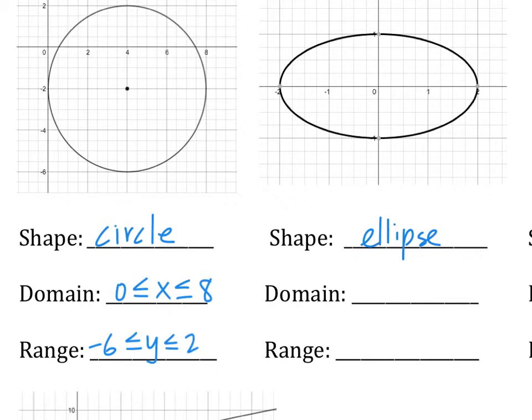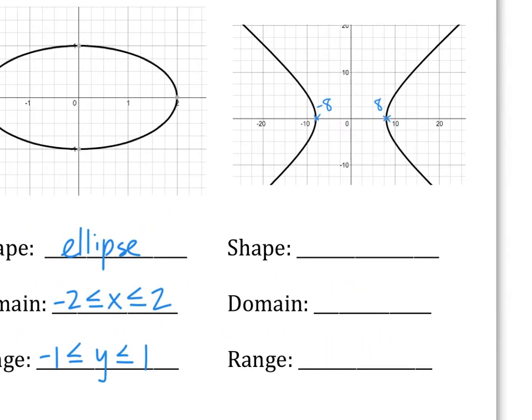Nathan, domain. So what x values will cover this whole ellipse? x is greater than or equal to -2. Uh-huh. And x is less than or equal to 2. Good. And then Evan, the range? -1. Good. All right, next start with Andy in the back.